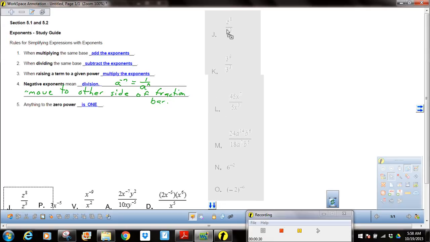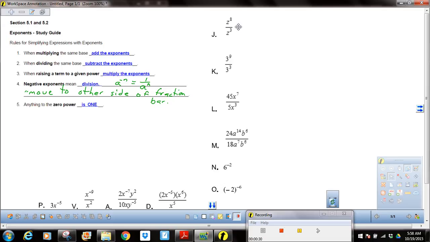I have another set of questions here. This one is division, so we're going to use the rule for dividing the same base, subtract the exponents. So 8 take away 3 is going to be 5. And normally the rule is if you are going from top to bottom, the answer will go on the top. If you were subtracting going from bottom to top and taking the top away from the bottom, the answer would go on the bottom. You'll see an example of that a little bit later. Anyway, 8 minus 3 is 5, so c to the fifth. 9 minus 3 is 6, so 3 to the sixth.